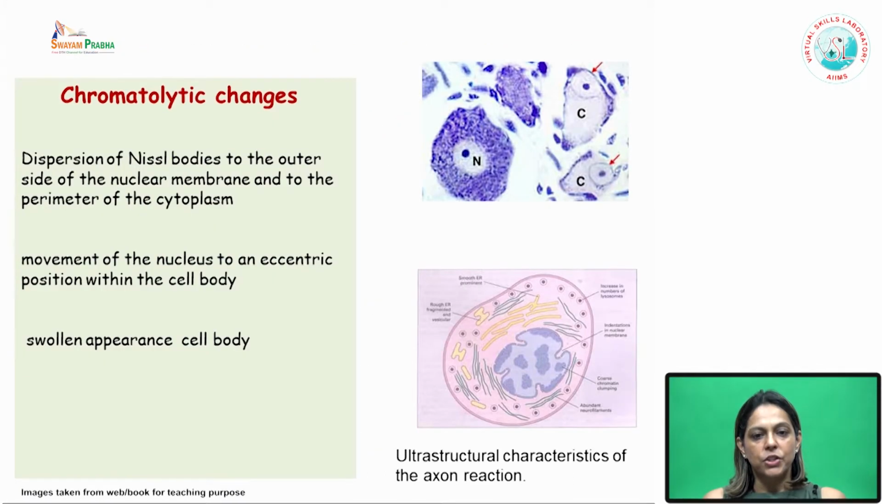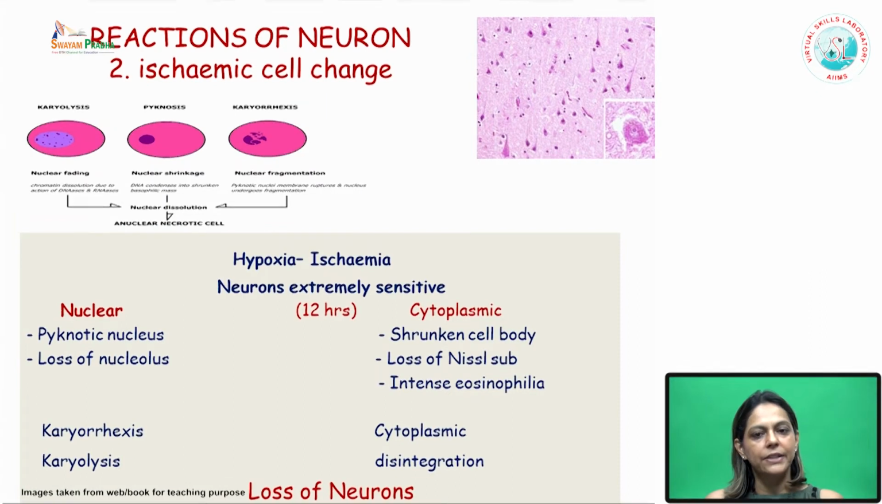Now, look at this picture. It is showing you changes of chromatolysis. There is dispersion of Nissl bodies, which go to the periphery. As you can see in the top picture, the Nissl substance has gone to the periphery, and the nucleus also goes to the periphery of the cell, and the cell body becomes swollen. Now coming on to the second reaction, the second change which can happen in a neuron is known as ischemic change.